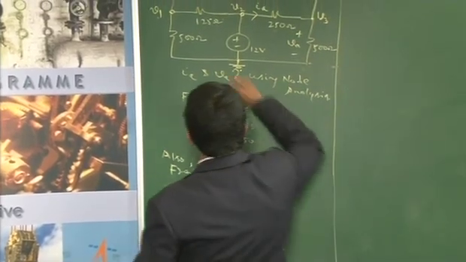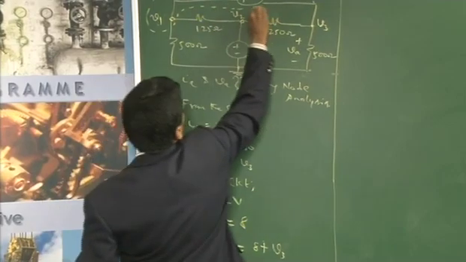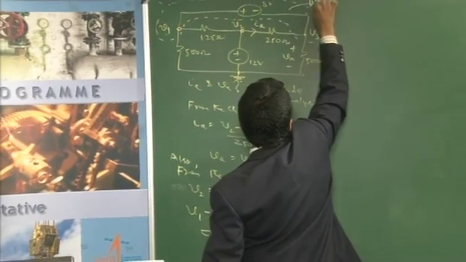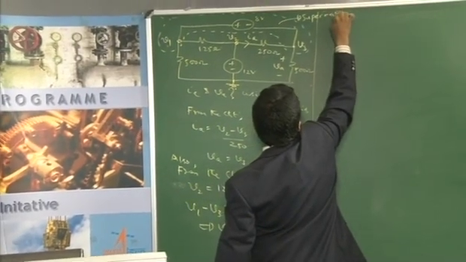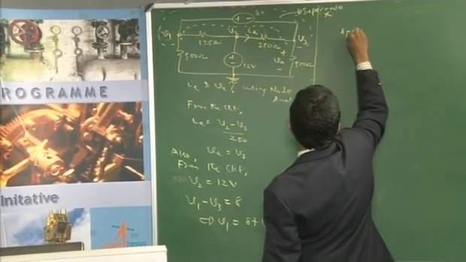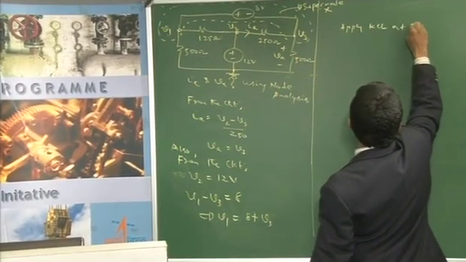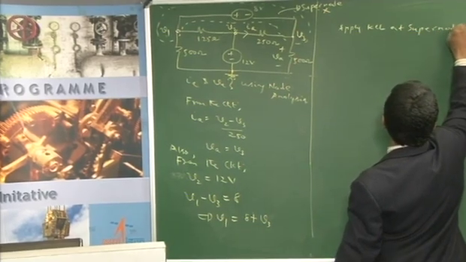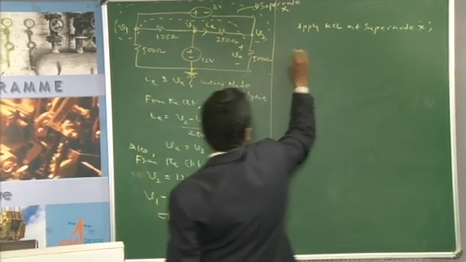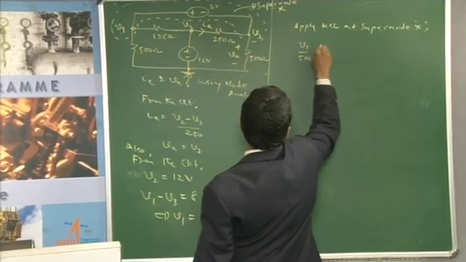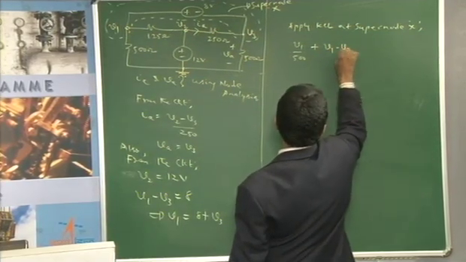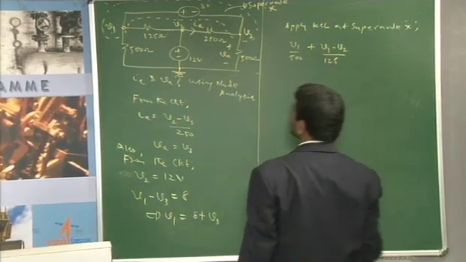Now, after writing the constraint equation, we will club these 2 nodes and call it as what? Super node X. Now, apply KCL at super node X. So, what is the current that comes out of this node in this direction? It is V1 by 500. And what is the current that comes out of this node in this direction? We consider only the leaving currents. So, V1 minus V2 divided by 125.